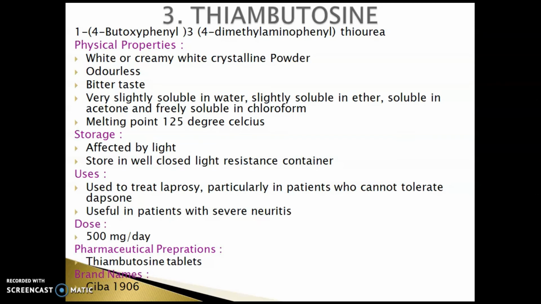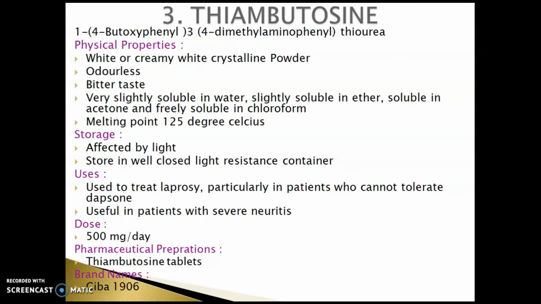The third drug is thiambutosine. The chemical name of thiambutosine is 1,4-butoxyphenyl 3,4-dimethylaminophenyl thiourea. Physical properties: it is a white or creamy white crystalline powder, odorless, with a bitter taste. It is very slightly soluble in water, slightly soluble in ether, soluble in acetone, and freely soluble in chloroform. The melting point of thiambutosine is 125 degrees Celsius. Storage: it is affected by light, so store in a well closed, light resistant container.